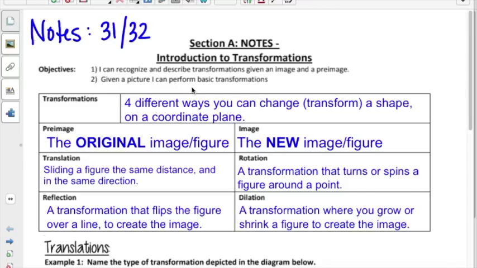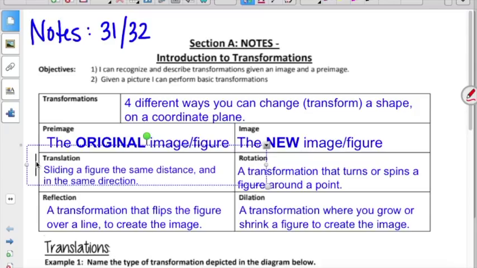We also have a rotation, which is a transformation that turns or spins a figure around a point. We also have a reflection, which is a transformation that flips the figure over a line to create the image. And the last one is a dilation, which is a transformation where you grow or shrink your figure. So go ahead and pause the video and copy down these definitions.